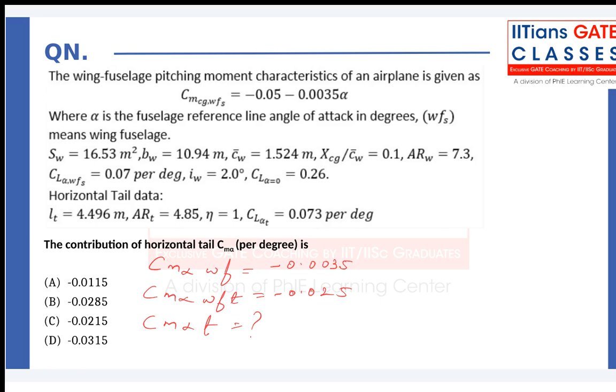It's just, again, a simple subtraction, right? I hope the others are following. The answer is right. It is minus 0.0215, sorry. Let's move on.